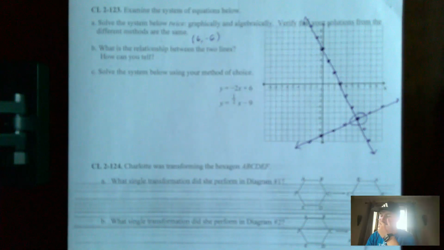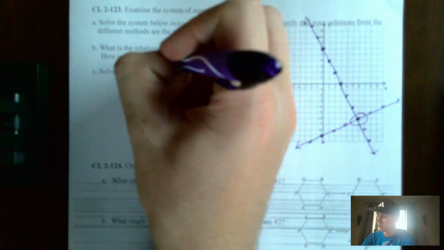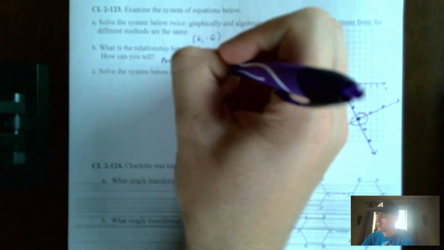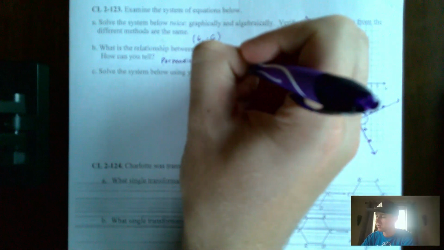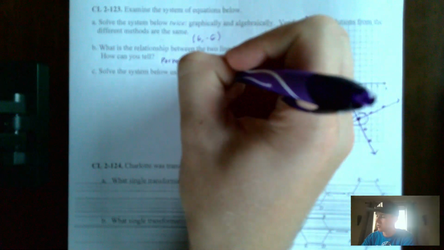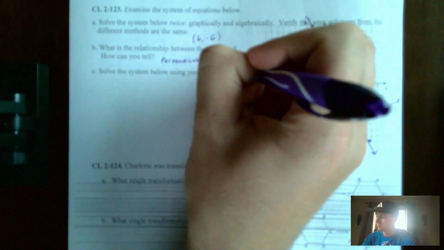You're going to ask yourself, what is the relationship between the two lines? In this case, what you're going to notice is that these lines are what we call perpendicular. The reason why is because the slopes have opposite signs and they're reciprocals, meaning they flip. All right, so now we've solved it with the graph.